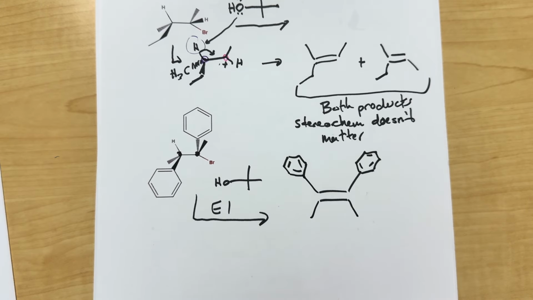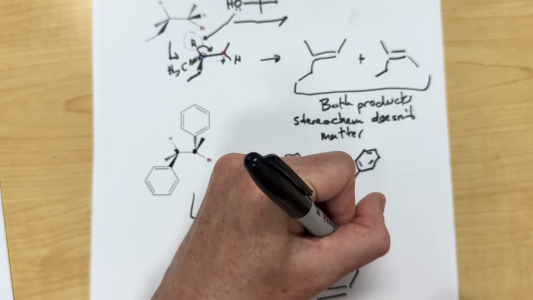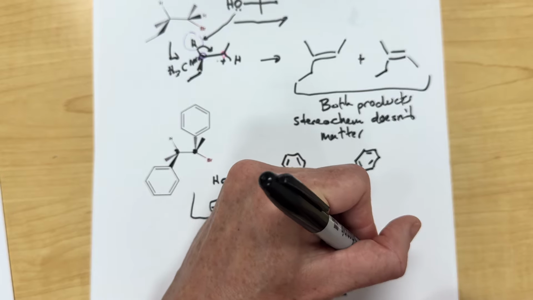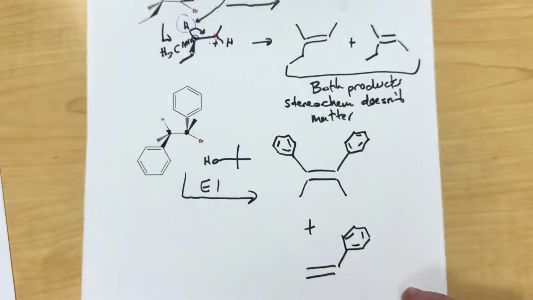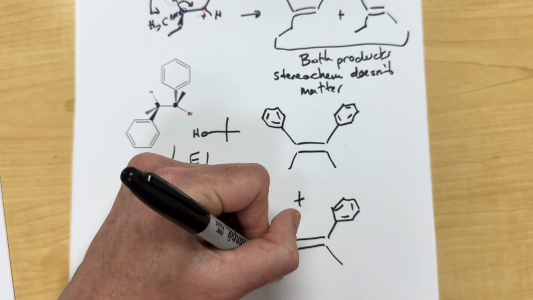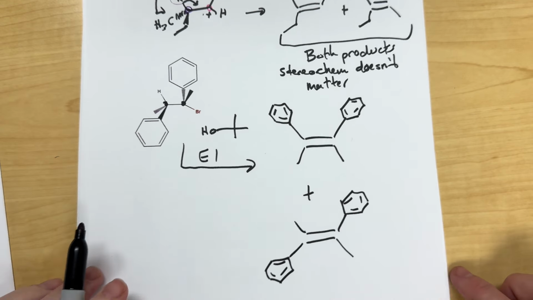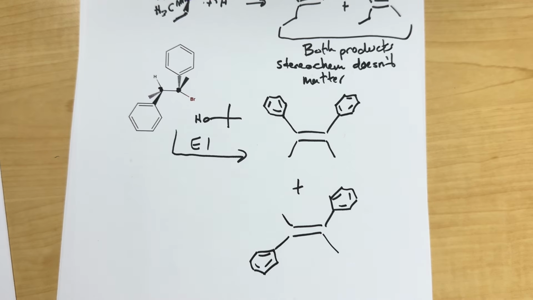And then let's draw the opposite. Keep one side the same, makes it easier. Phenyl group up, methyl group down. And over here, I'll do phenyl group down and methyl group up. And those would be both your products of an E1 reaction.